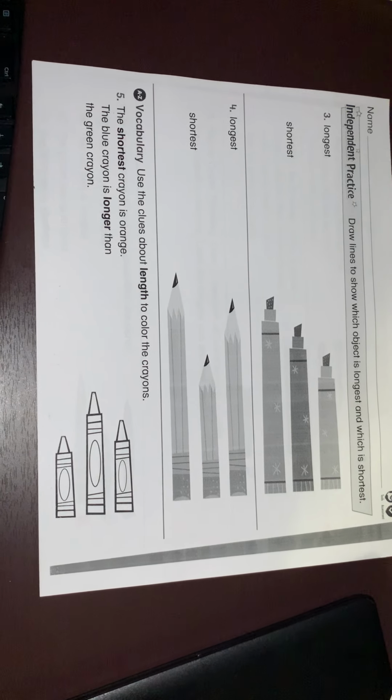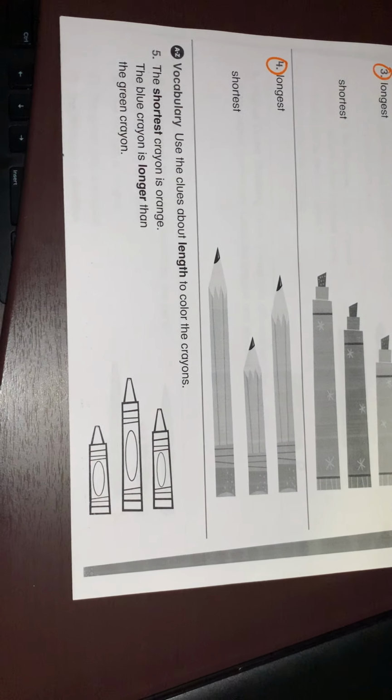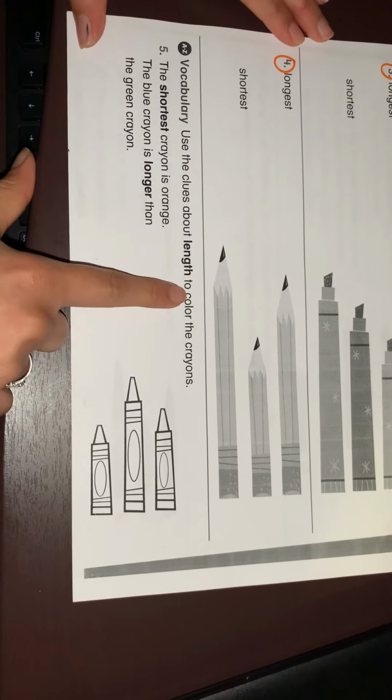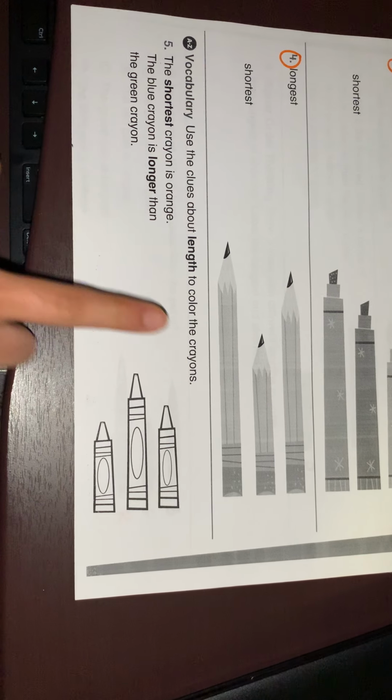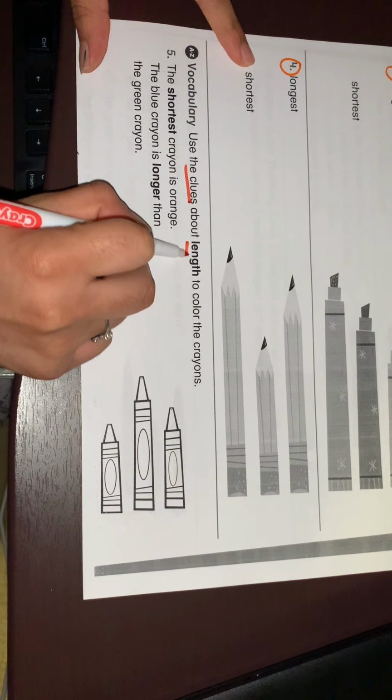So just like that, you're going to do number 3 and 4 on your own. And we're going to do 5 together. So we're going to use the clues about length to color the crayons. So again, we're going to use the clues about length to color.